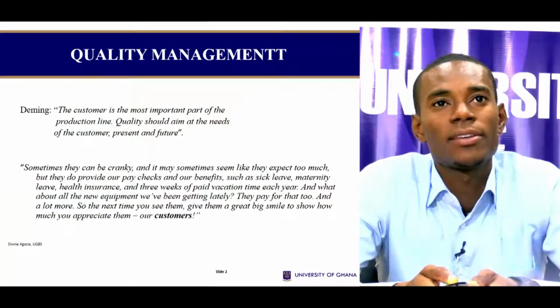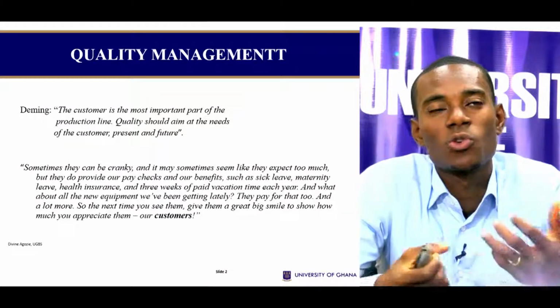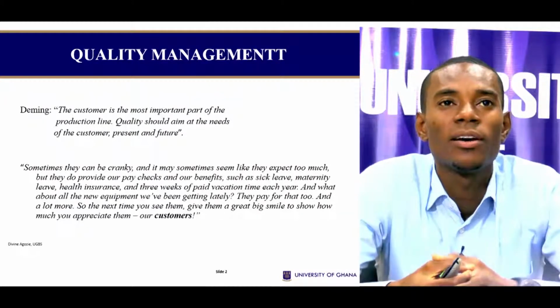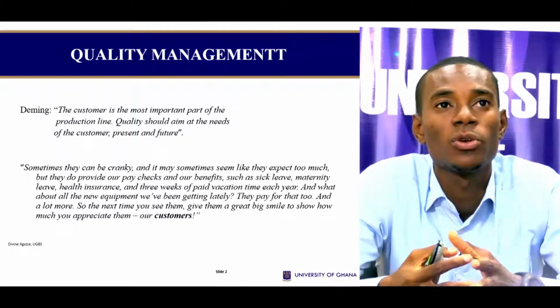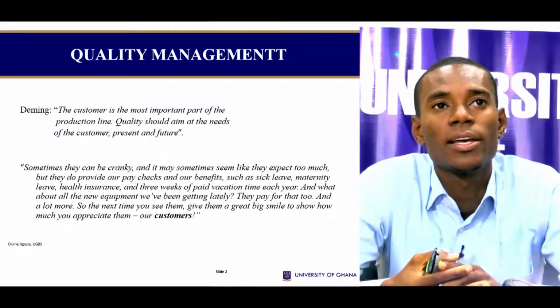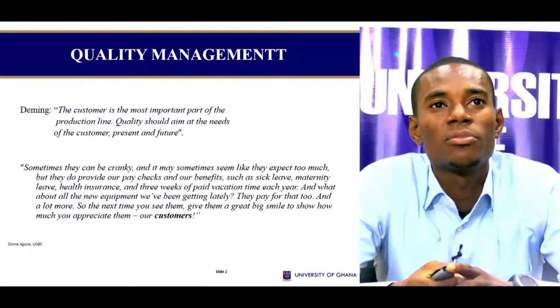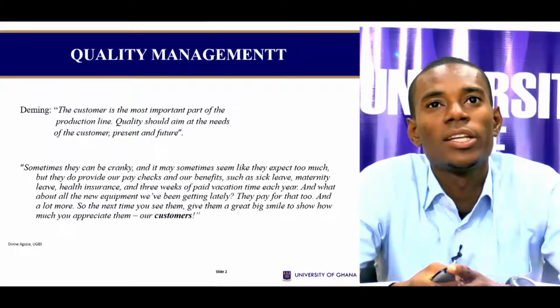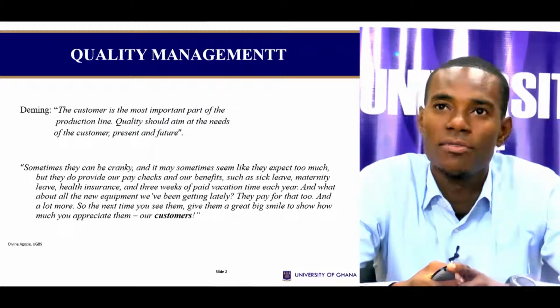Let's take 10 seconds and read this quote by one prominent propounder in the area of quality management. He really contributed so much. He is Edward Deming. He says, "The customer is the most important part of the production line. Quality should aim at the needs of the customer, present and future."